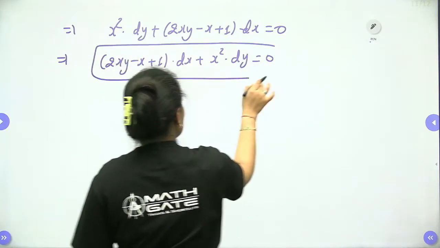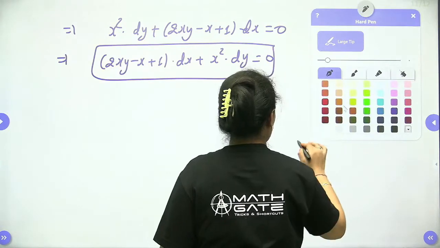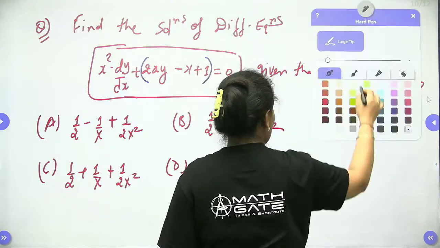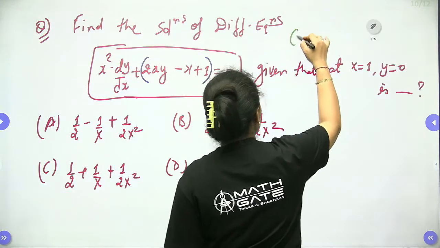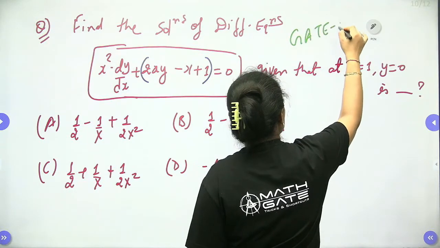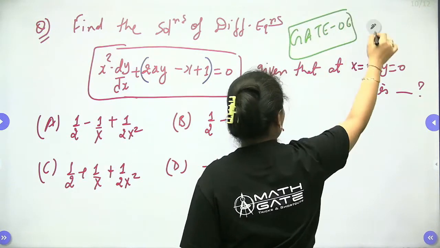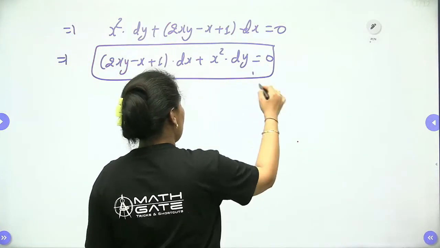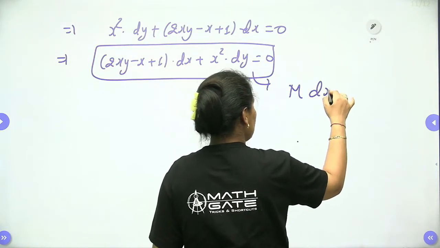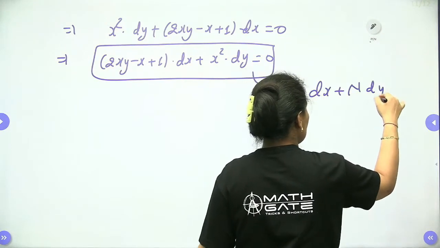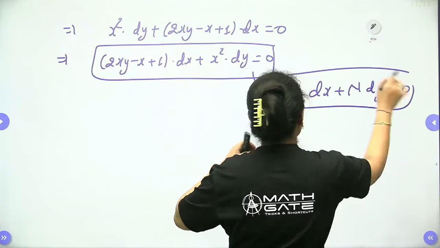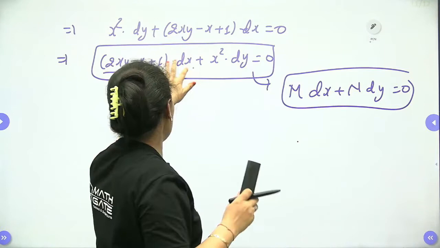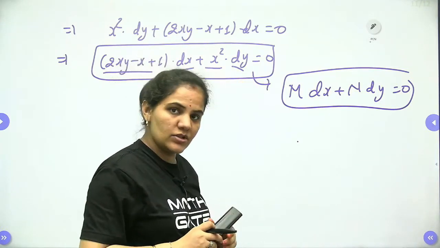When you write this equation in this particular form, dear students, this question has been asked in GATE 2006. This is the GATE 2006 problem. Now let's approach it. Here we can compare this as M dx plus N dy is equal to 0.